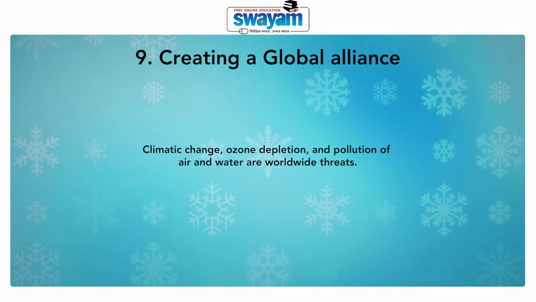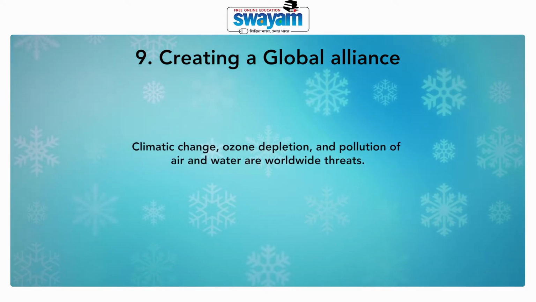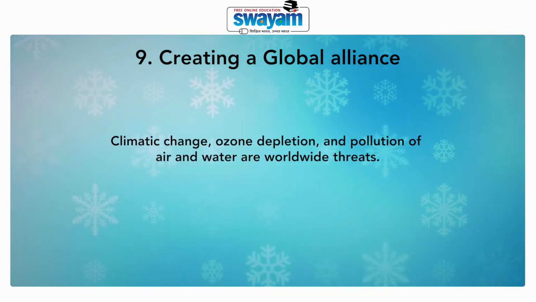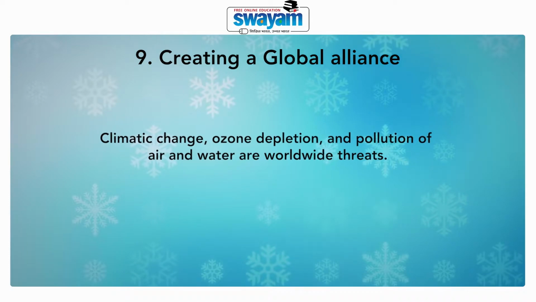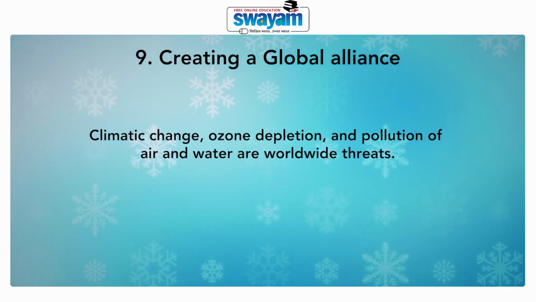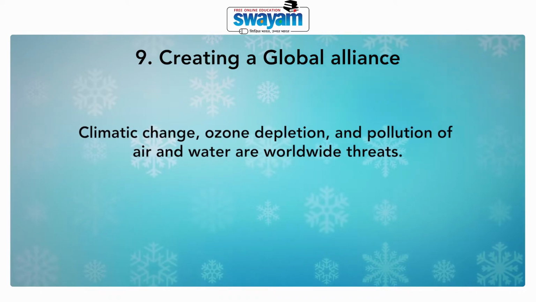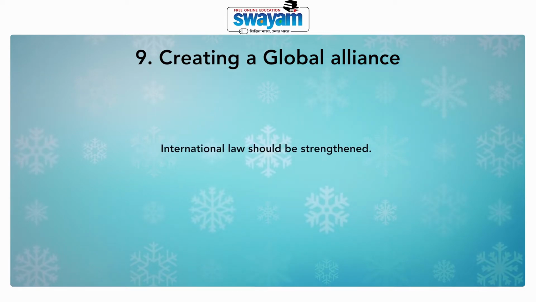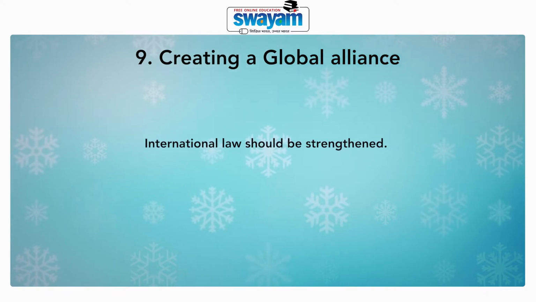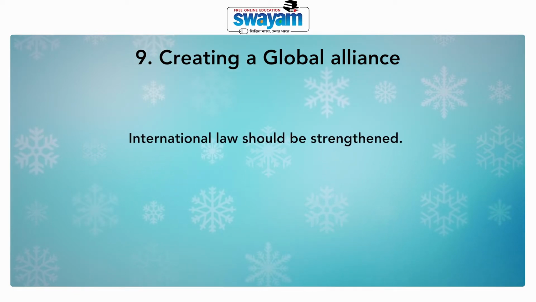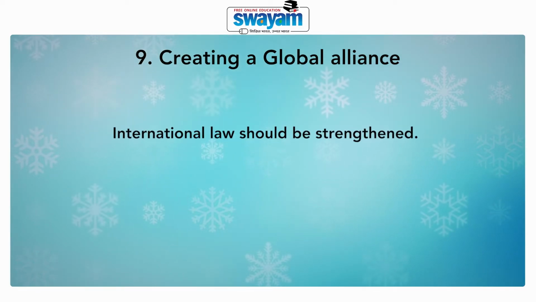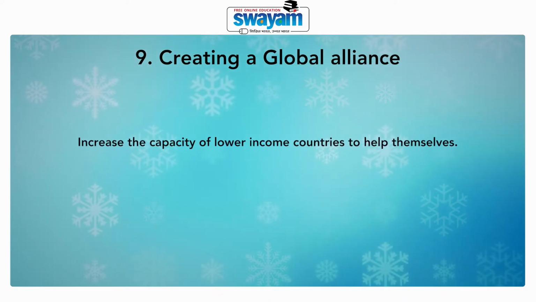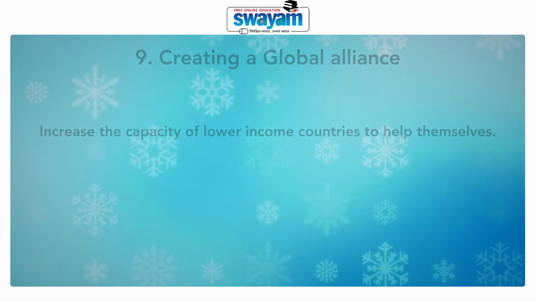Climate change, ozone layer depletion and pollution of air and water are such worldwide threats that make us realize that we have to rise above the divisions of political boundaries, of countries, of states, of regions, and come together and unite for building sustainable societies. International law should be strengthened, and ratification of carbon emission limits and climate action should be implemented by the global community, and we have to increase the capacity of lower income countries to help themselves.